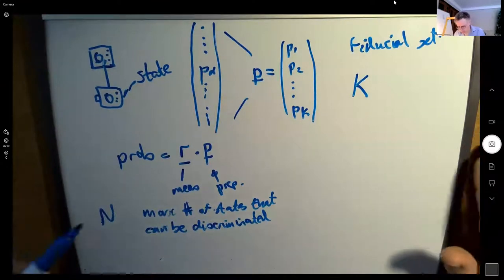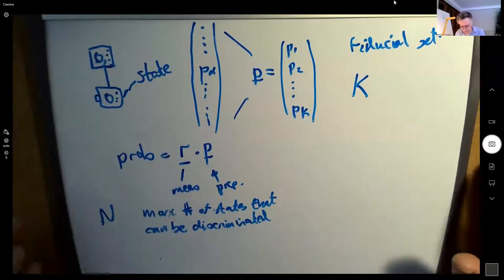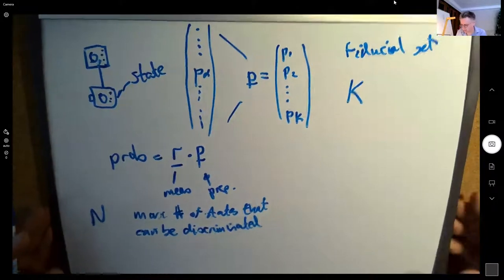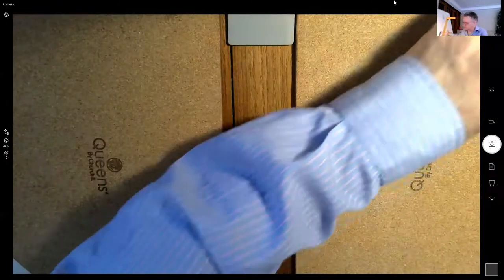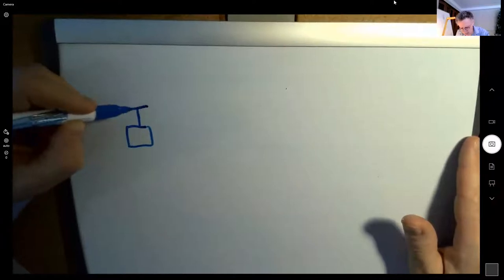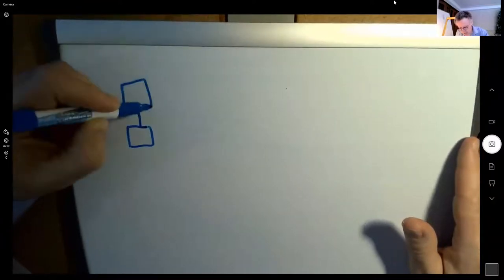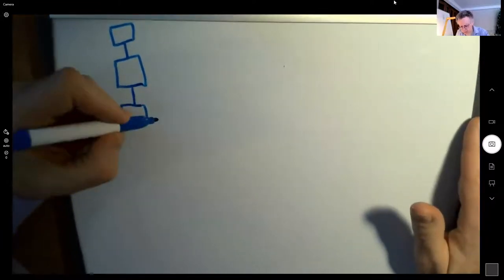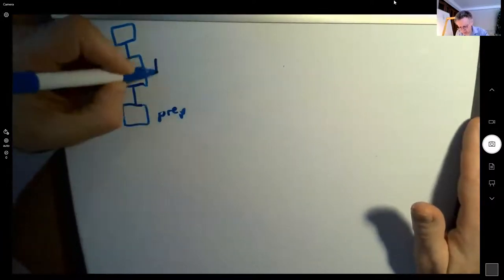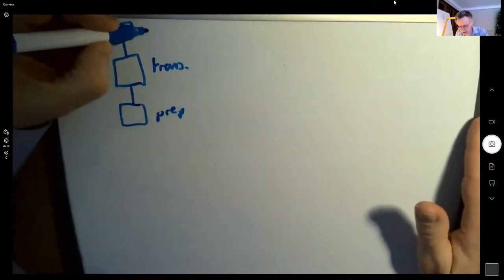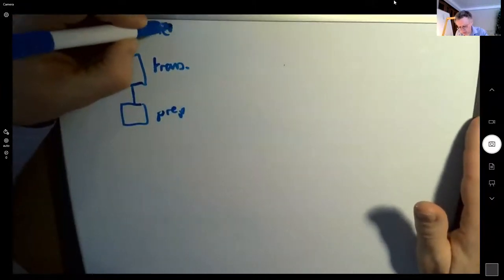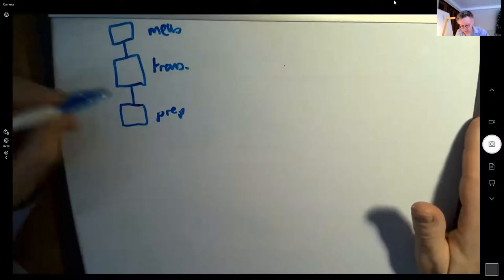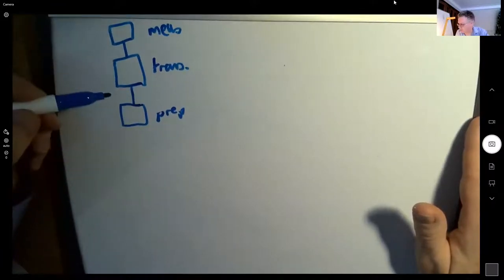So there's one more situation I want to describe here. Imagine you have not just a preparation and a measurement, but you also have a box in the middle which performs a transformation. So now you have preparation, transformation, and a measurement. How do you describe that situation?